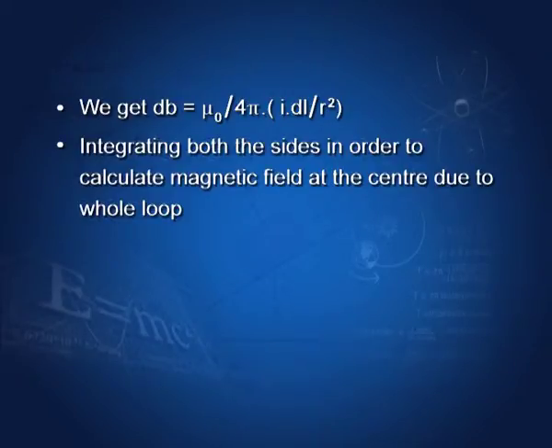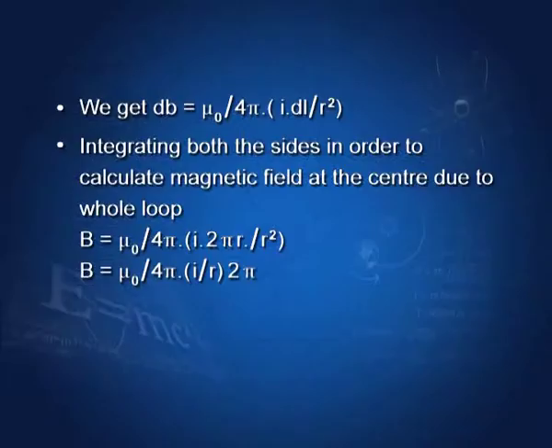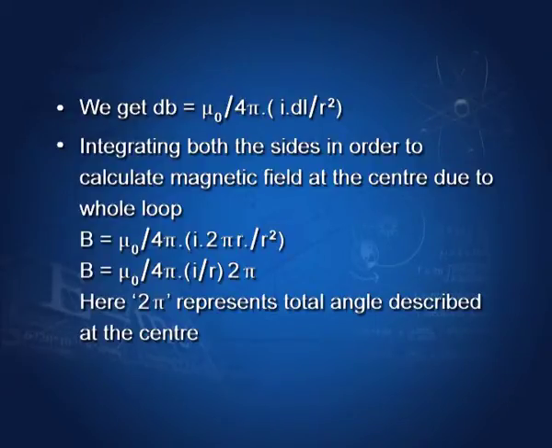Integrating both sides in order to calculate the magnetic field at the center of the circular loop due to the whole conductor, we get B equals mu naught upon 4 pi I 2 pi r divided by r square. Here 2 pi r is the whole circumference of the conductor. That means we can say B equals mu naught upon 4 pi I upon r into 2 pi. Here 2 pi represents the total angle described at the center.